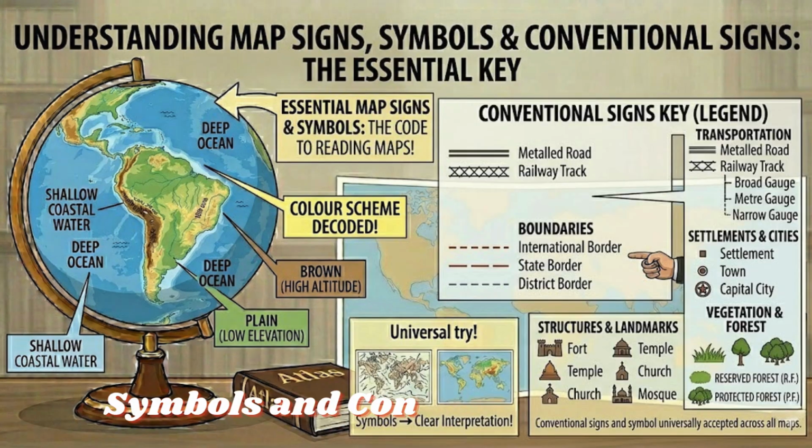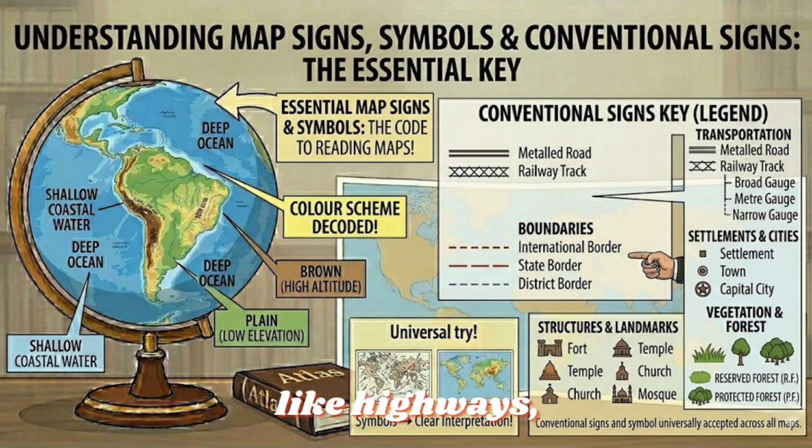Signs, symbols and conventional signs. Maps use standard signs and symbols, called conventional signs, to represent features like highways, railway lines, cities, capital cities, international borders, vegetation, and deserts. These symbols are universally accepted and used across all maps.